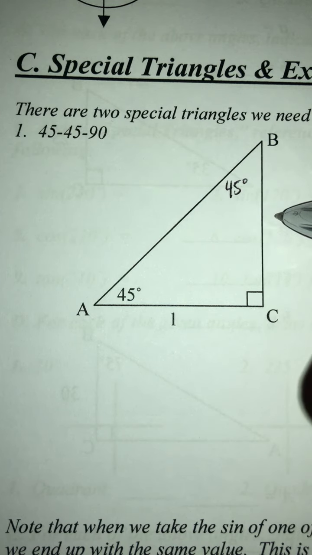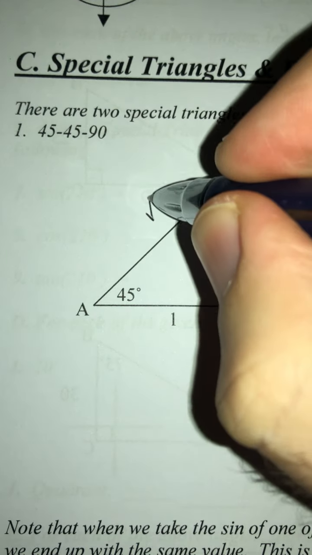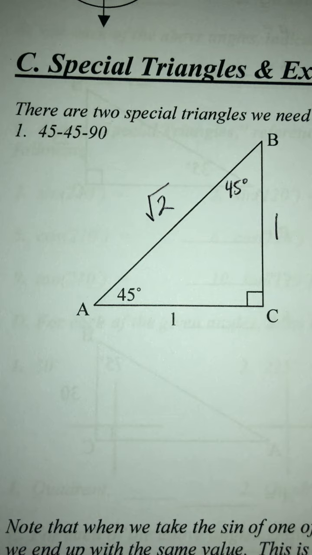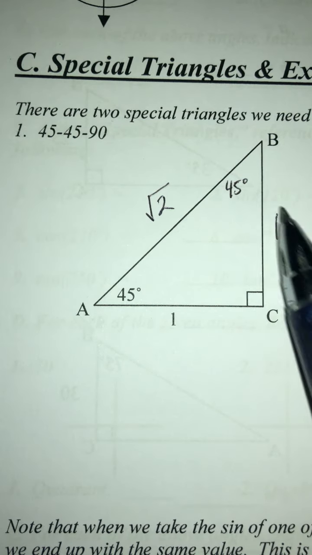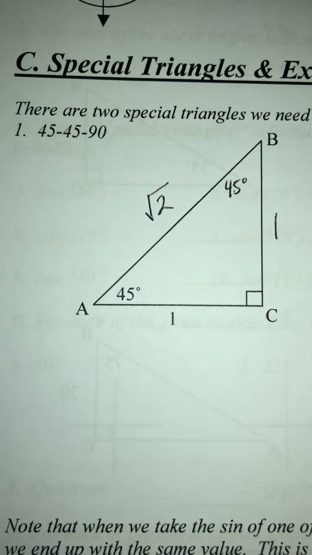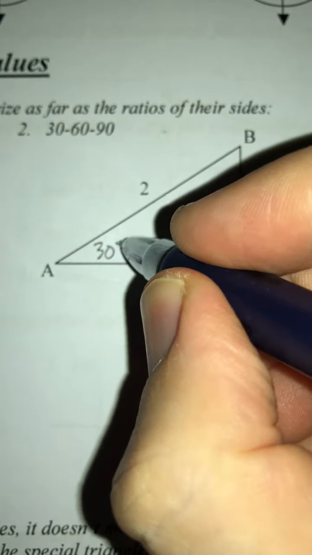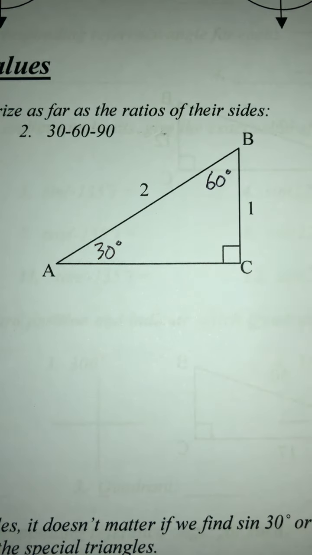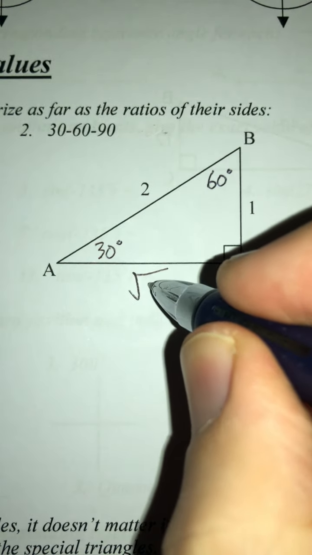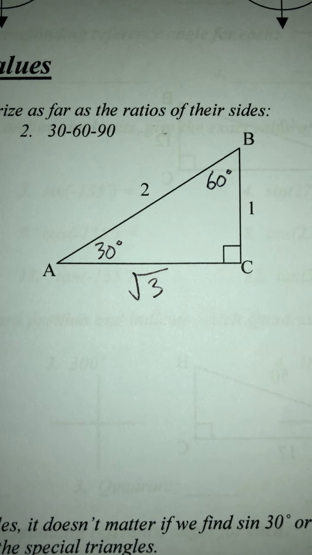So these are two special triangles. I'm not entirely going to show you where they come from, but this is a special triangle with 45 degrees. And here's another one with 30 degrees, 60 degrees. And these are just very common equations. And you'll see these a lot, and it'll pop up in your unit circle as well.